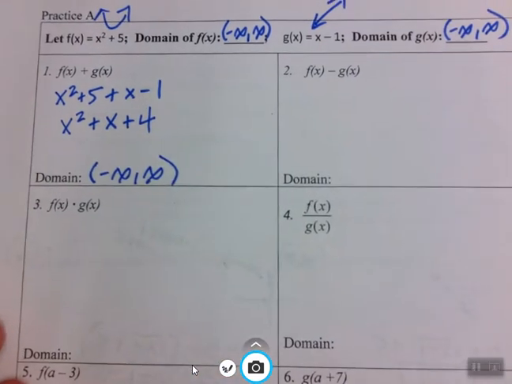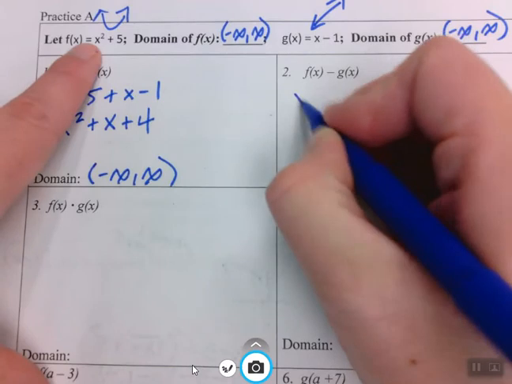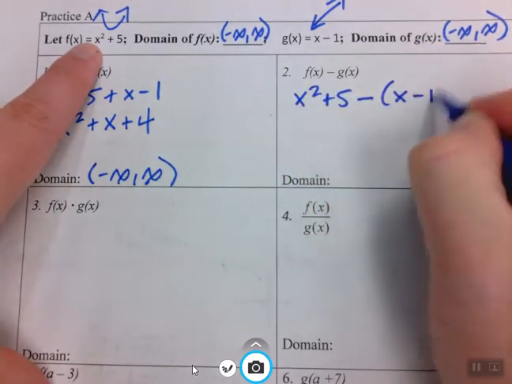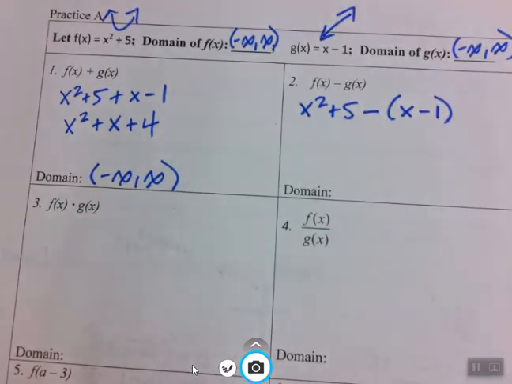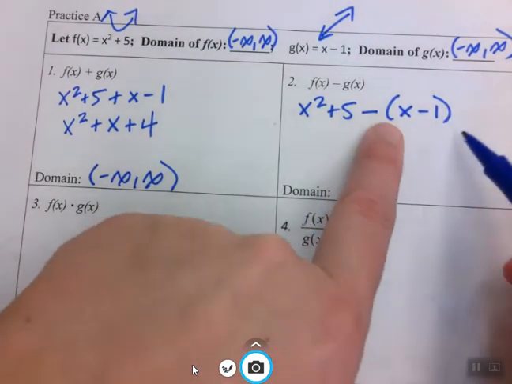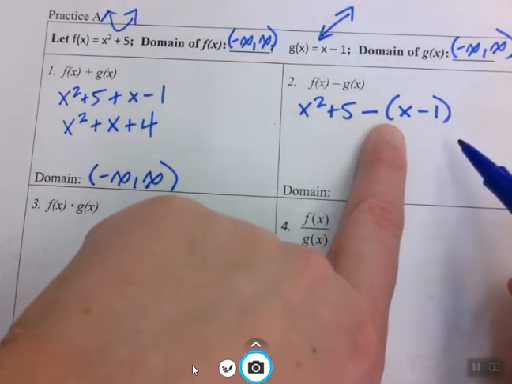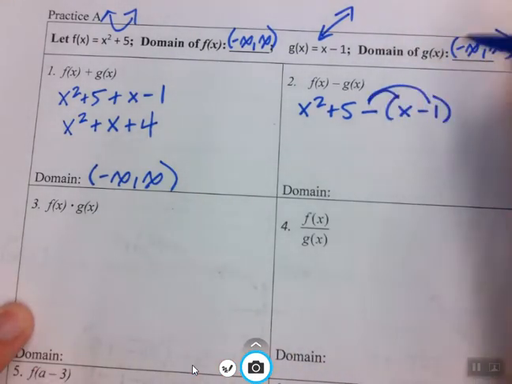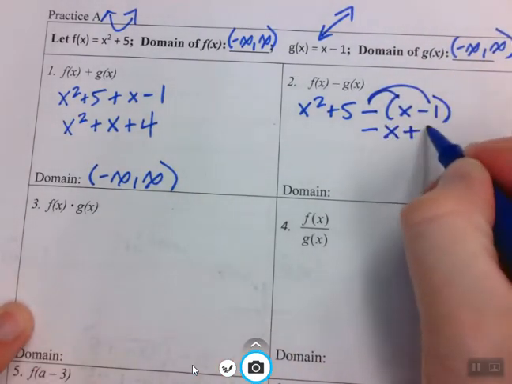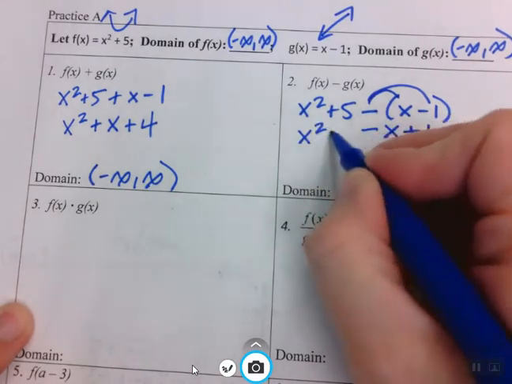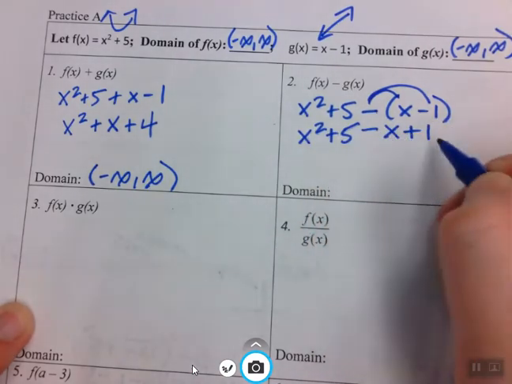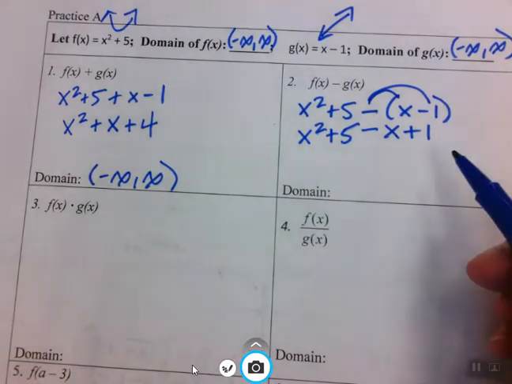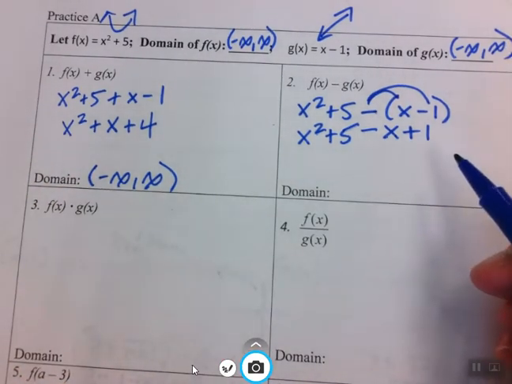All right, we're going to subtract the functions. So x squared plus 5 minus x minus 1. Notice that when I subtract, I always put the second one in parentheses so I remember to distribute that minus. So it's going to become minus x but plus 1. So x squared plus 5 minus x plus 1. And when I combine the 5 and the 1, what do I get? 6. Good.